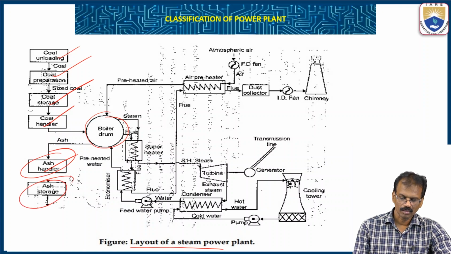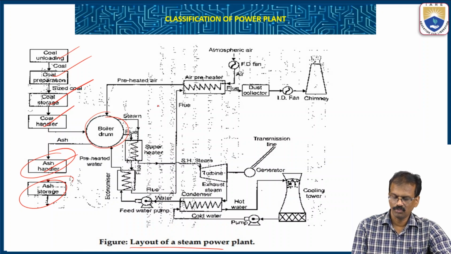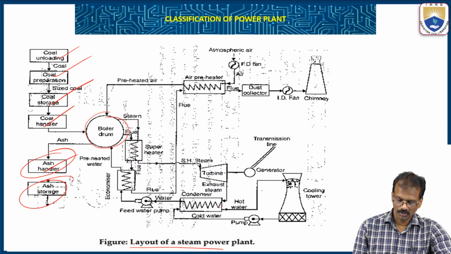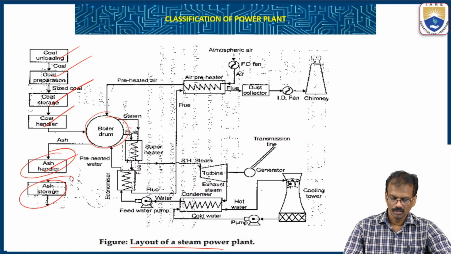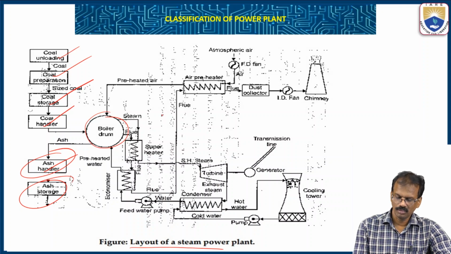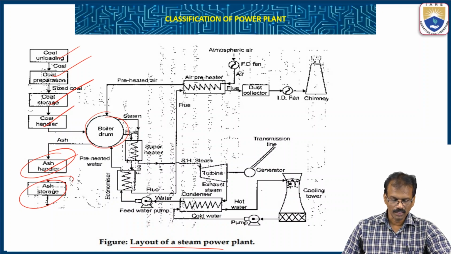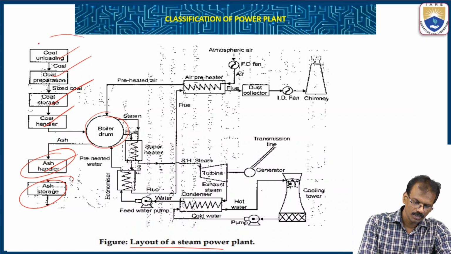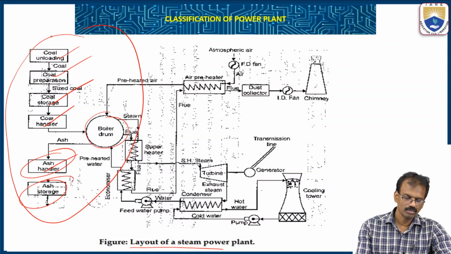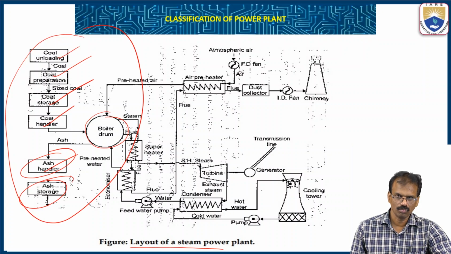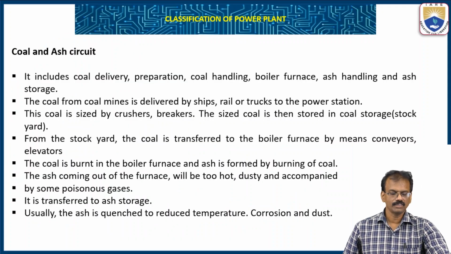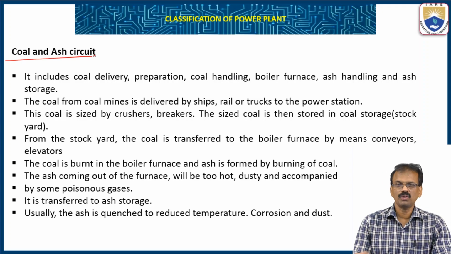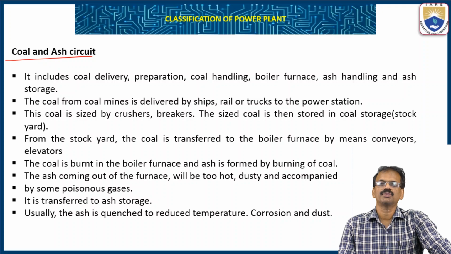Next, steam is generated for the running of the turbine, and then condensing of the steam is done for the reusability of the steam. All these things are given in this diagram, so we'll see them one by one. One by one, I would like to explain this. In this class, I want to highlight coal storage and coal handling. Next, ash storage and ash handling.